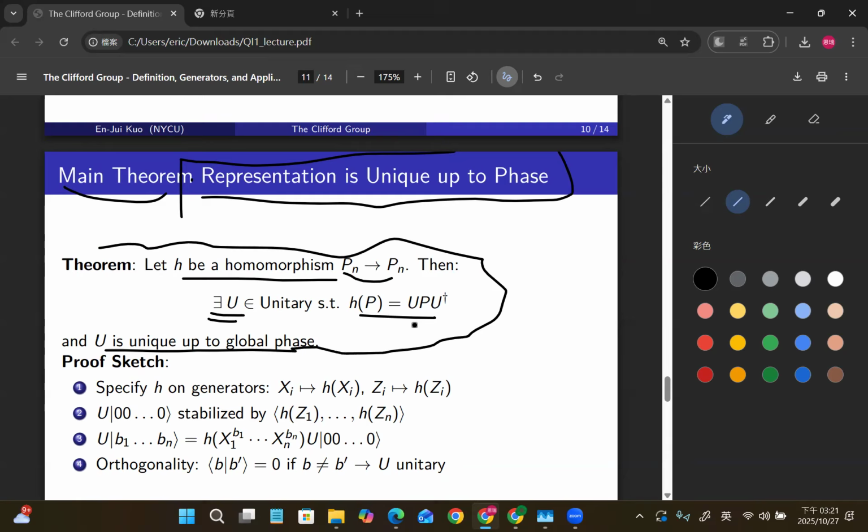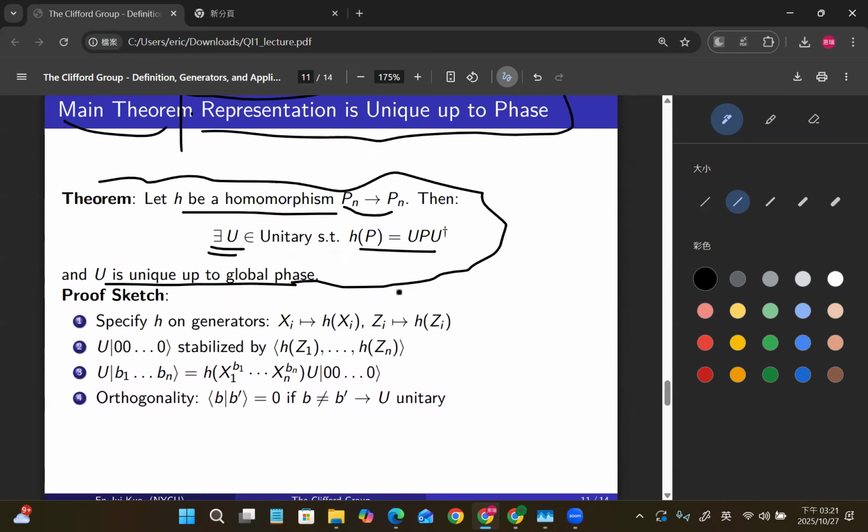Okay, so let me see how I should prove this. It requires maybe two or three pages of proof. But I can give you a sketch.